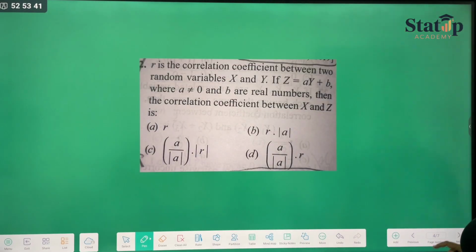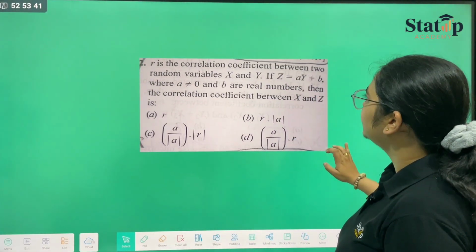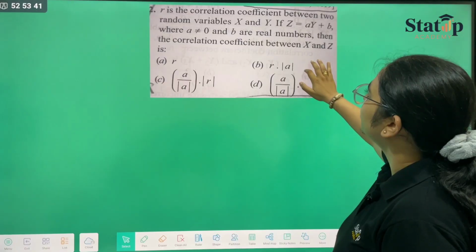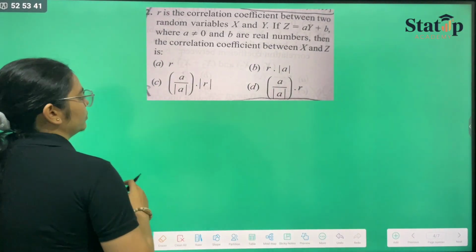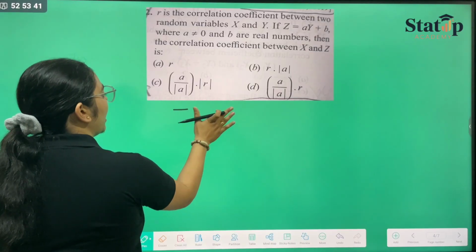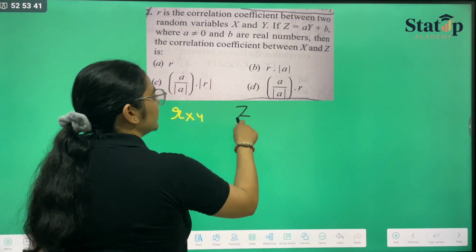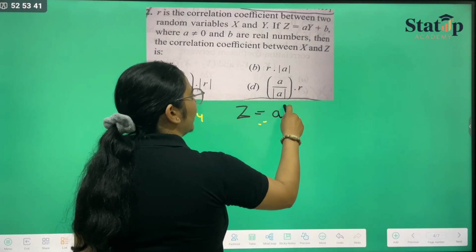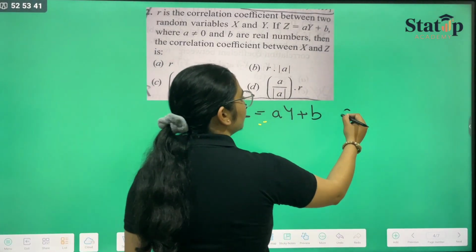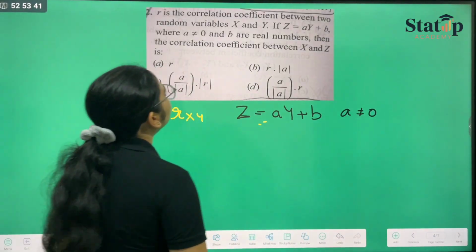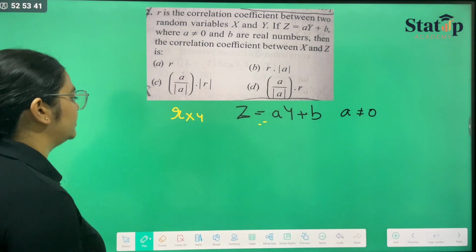Now the next question. Here they have given us that R is the correlation coefficient between two random variables x and y. If z is equal to ay plus b, where a is not equal to 0 and b are real numbers, then the correlation coefficient between x and z.